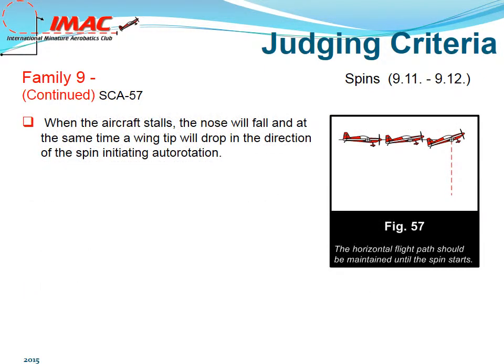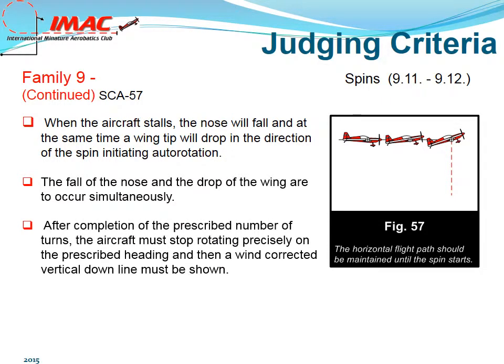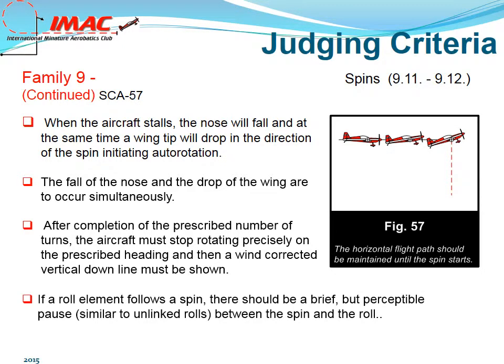When the aircraft stalls, the nose will fall at the same time the wingtip will drop in the direction of the spin, initiating autorotation. The fall of the nose and the drop of the wing are to occur simultaneously. After the completion of the prescribed number of turns, the aircraft must stop rotating precisely on the prescribed heading, and then a wind-corrected vertical line must be shown.